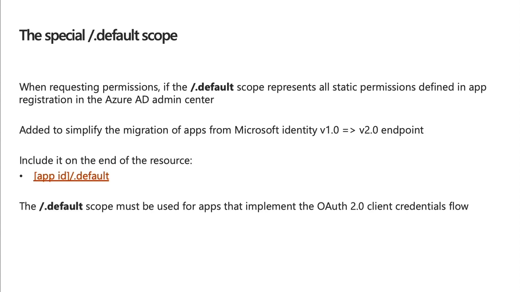The .default scope should be used with apps that use the OAuth 2 client credentials flow. And you do this by putting the app ID in the scope. You put the app ID / .default.